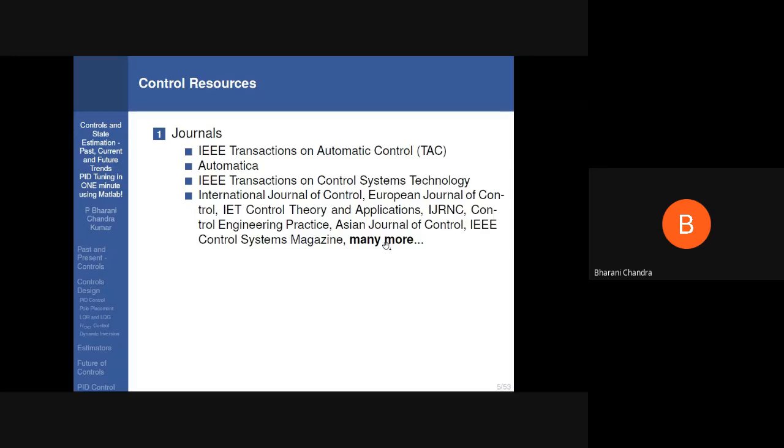So this is just an indicative list. It is not the complete list. There are many more journals as well. If you want to see the recent updates in control systems, then one can refer to these journals.